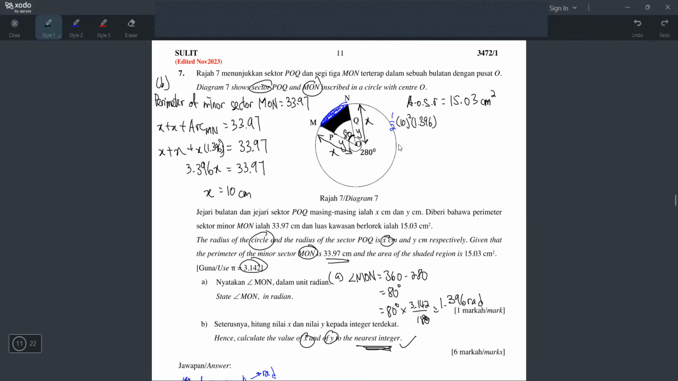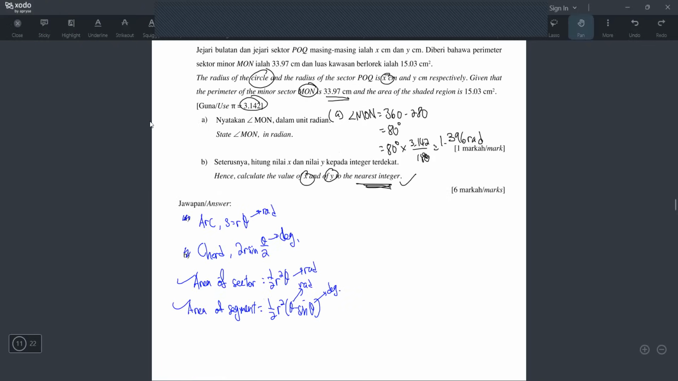But we have to minus with the small sector, right? So what we have to minus, we use back the same formula, 1 over 2 r squared theta, but this time your r is y. Your radius is y, because the small sector radius is y, and the angle in radian is also 80 degree, which is 1.396 radian, right? Then finally, after you take the big sector minus the small sector, you have to minus with this segment also.